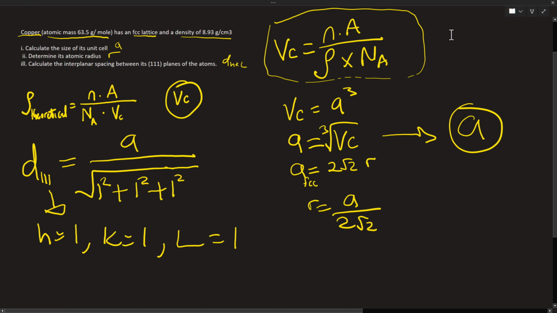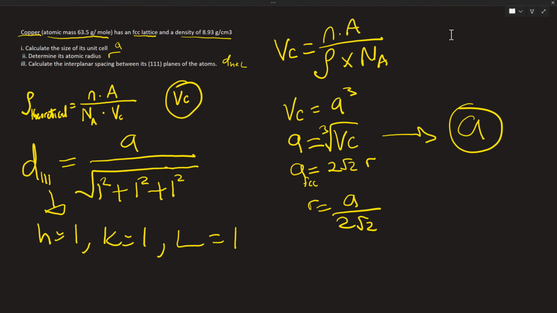So making it the subject of the formula, we say the number of atoms, which is 4, times 63.5 atomic weight over our density, which here we are given already, which is 8.93 gram per centimeter cube, times our Avogadro's constant. So when we get our volume of unit cell, we need to find our A. We know that volume of unit cell is equal to the cube of A, so A is equal to the cube root of the volume of unit cell.